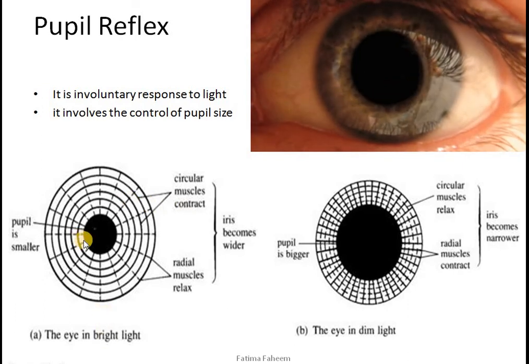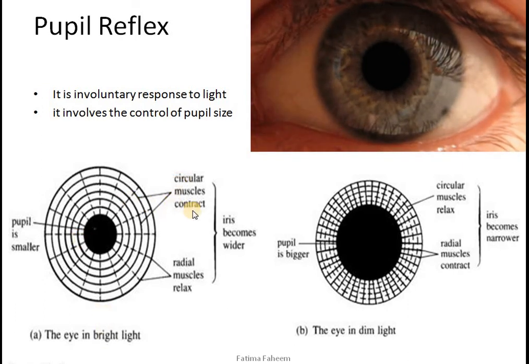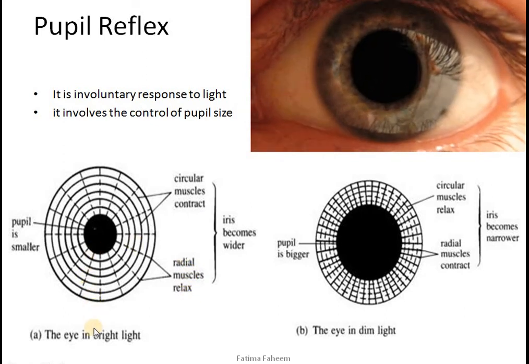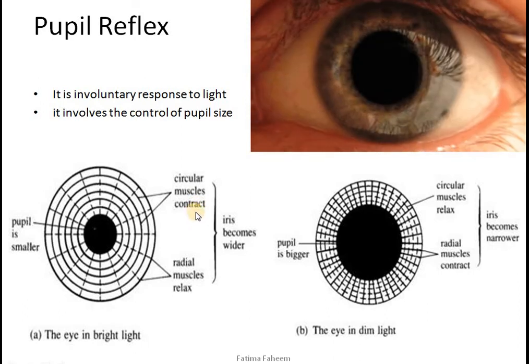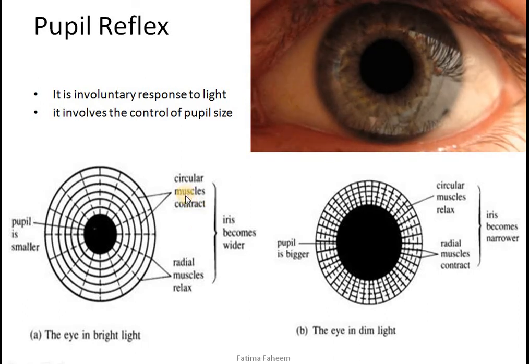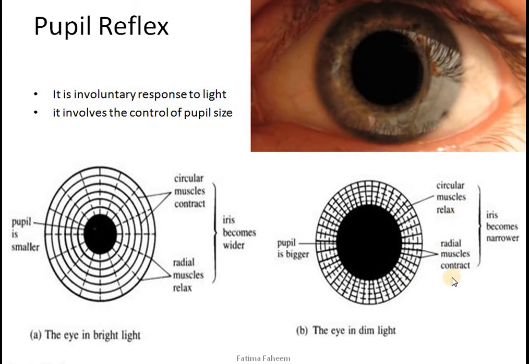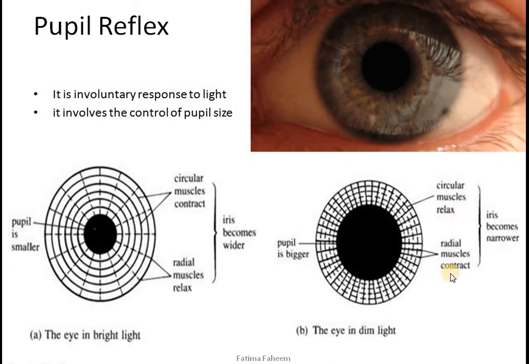Whenever the pupil constricts, circular muscle will contract and radial muscle would relax. You can remember this by 3 C's. Pupil constricts when circular muscle contracts. So these are 3 C's that you can memorize, that circular muscle would contract when pupil would constrict. On the other hand, this is opposite when you are in dim light. Here circular muscles are relaxing and radial muscles are contracting.